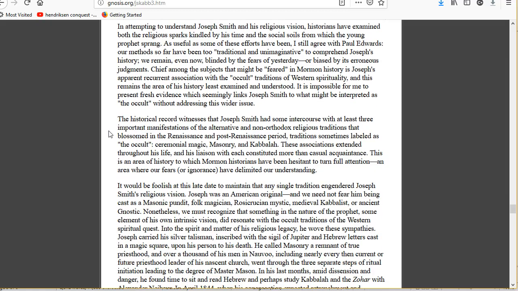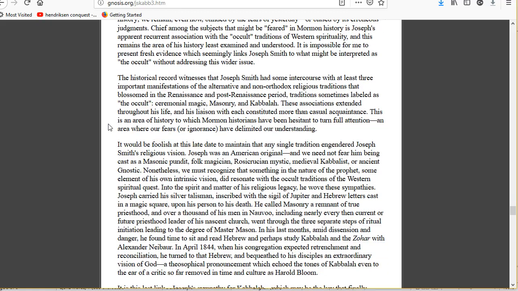He writes, in attempting to understand Joseph Smith and his religious vision, historians have examined both the religious sparks kindled by his time and the social soils from which the young prophet sprang. As useful as some of these efforts have been, I still agree with Paul Edwards: our methods so far have been "too traditional and unimaginative" to comprehend Joseph's history. We remain, even now, blinded by the fears of yesterday, or biased by its erroneous judgments. Chief among the subjects that might be feared in Mormon history is Joseph's apparent recurrent association with the occult traditions of Western spirituality. And this remains the area of history least examined and understood.